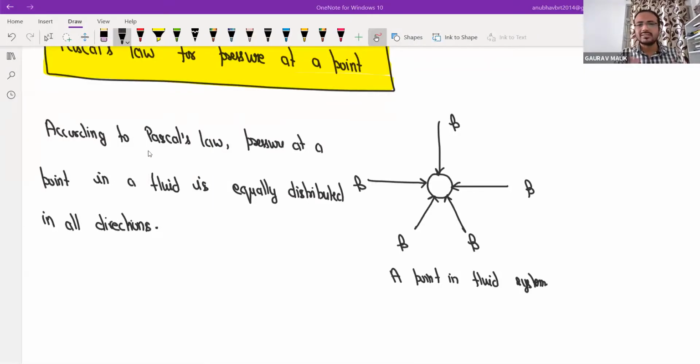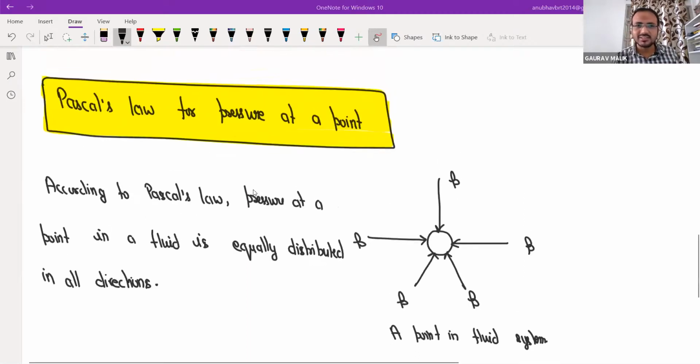Sir, Pascal's law's last line? It is the last line of Pascal's law: according to Pascal's law, pressure at a point in a fluid is equally distributed in all directions. It is the first and last line of Pascal's law.